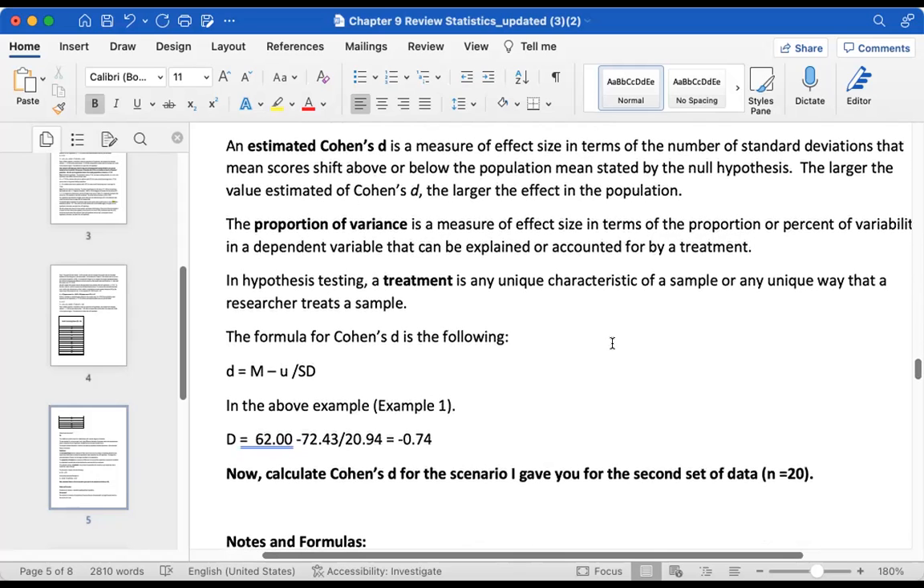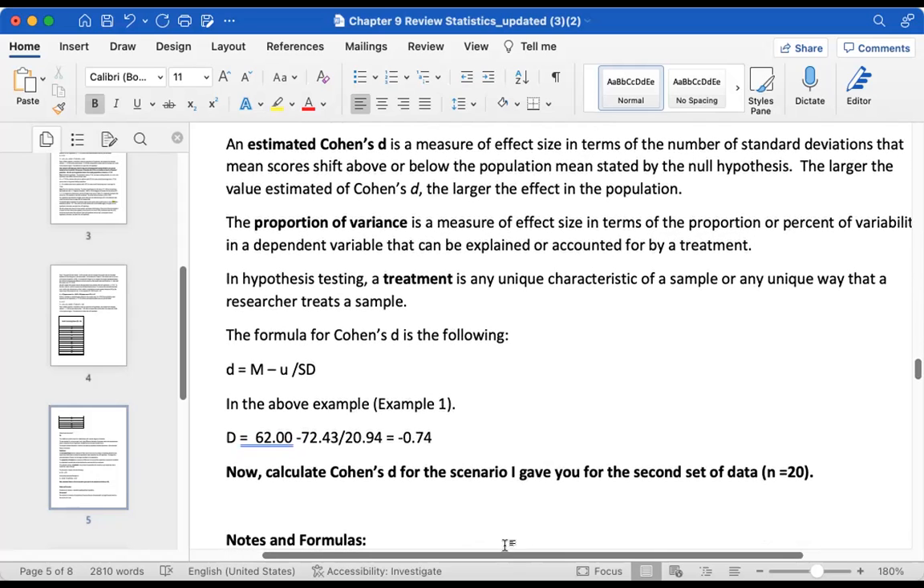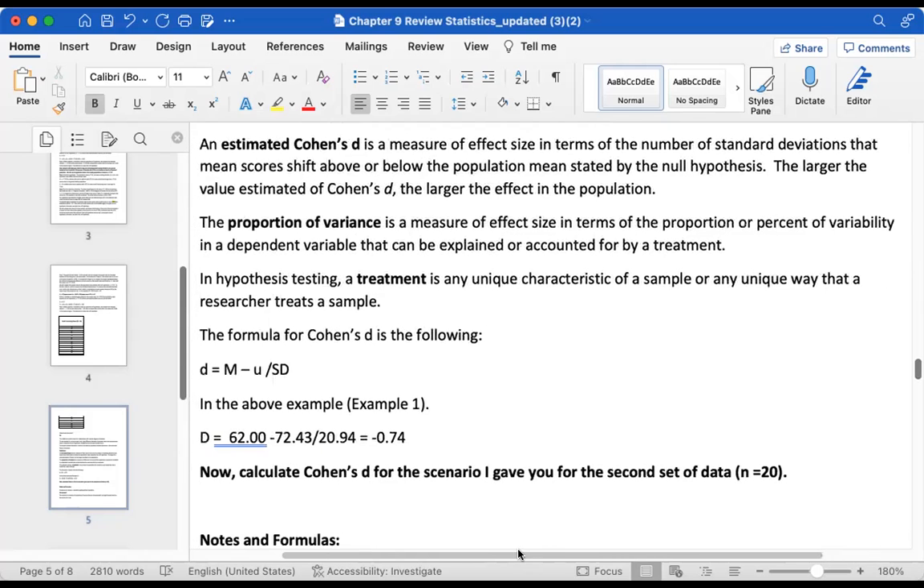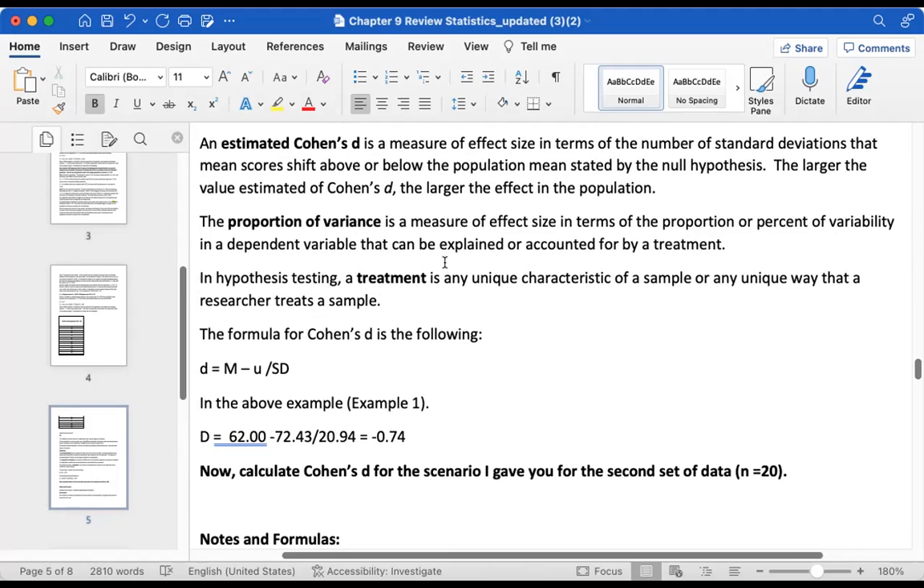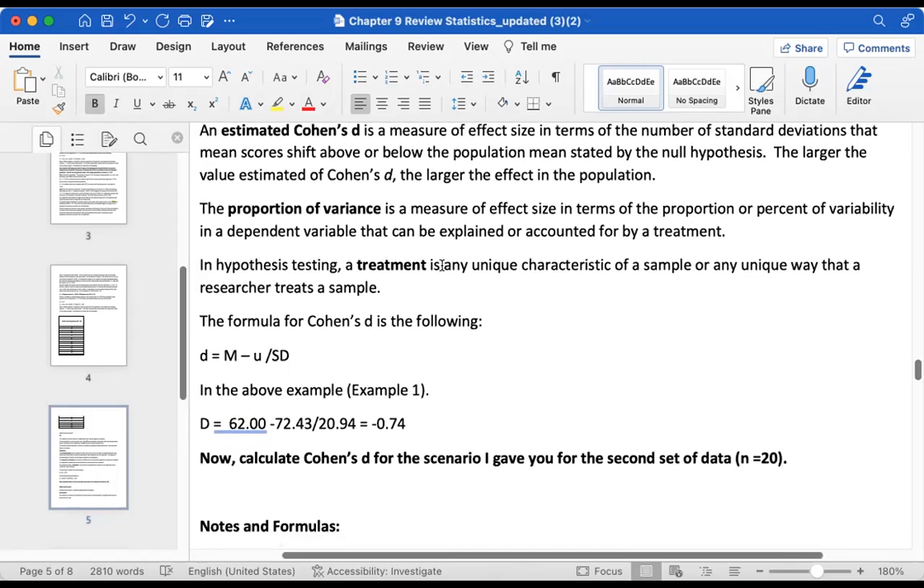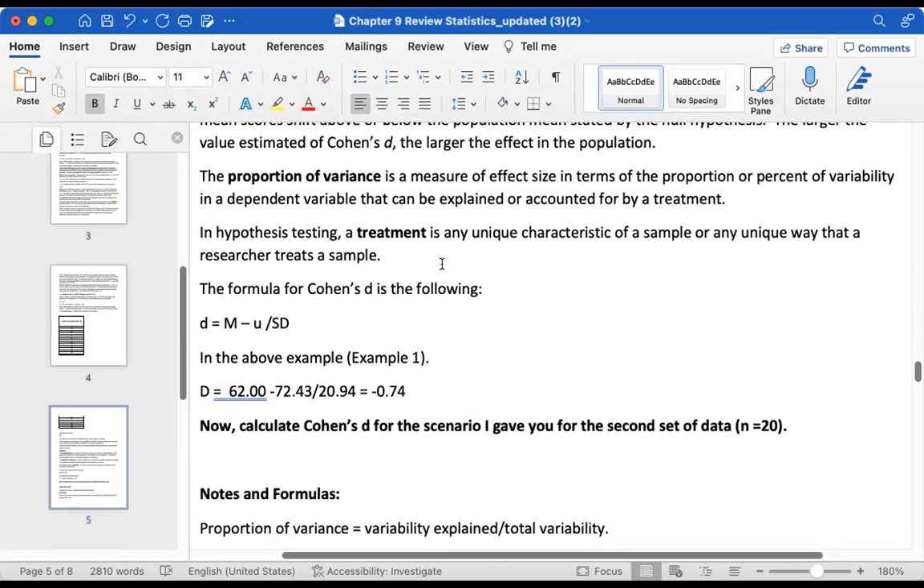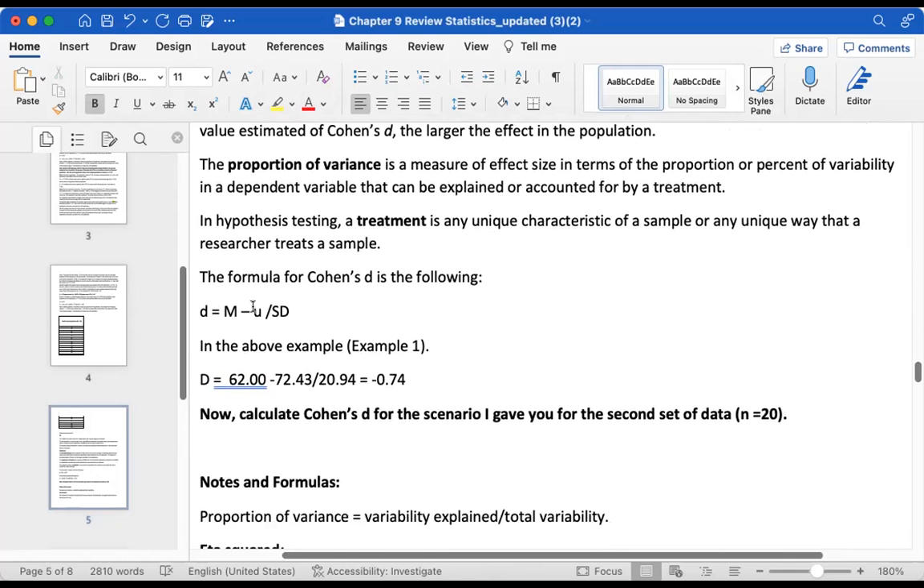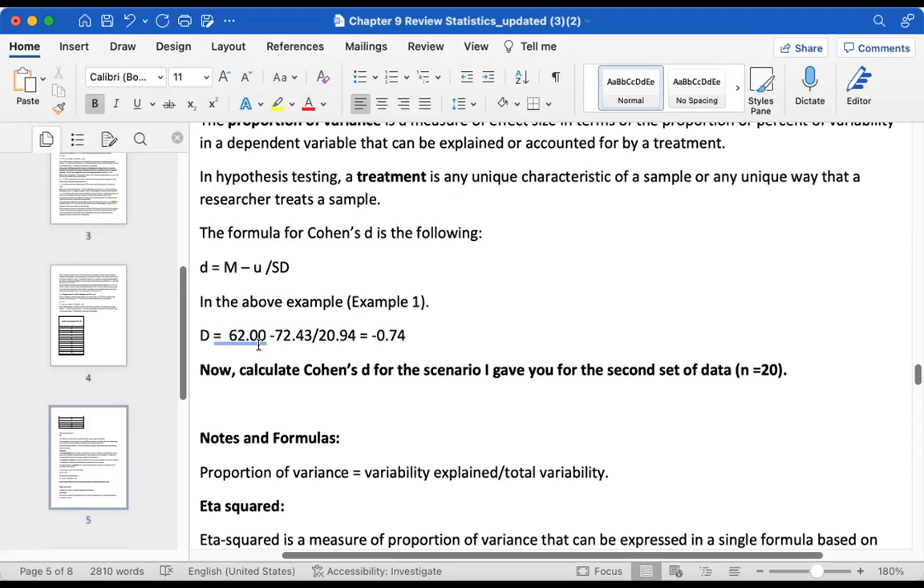The proportion of variance is a measure of effect size in terms of the proportion or percent of variability in a dependent variable that can be explained or accounted for by a treatment. In hypothesis testing, a treatment is any unique characteristic of a sample or any unique way that a researcher treats a sample. The formula for Cohen's d is d equals the mean minus the other mean, like the sample minus the regular one, divided by the standard deviation. So in the above example, 62 minus 72.43 divided by 20.94 is negative 0.074.